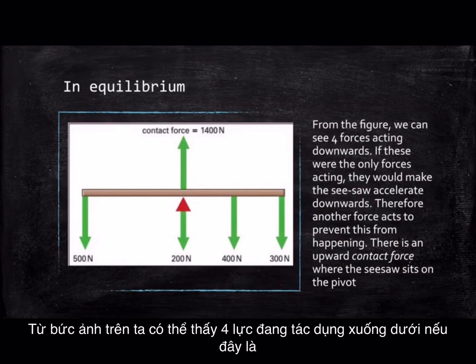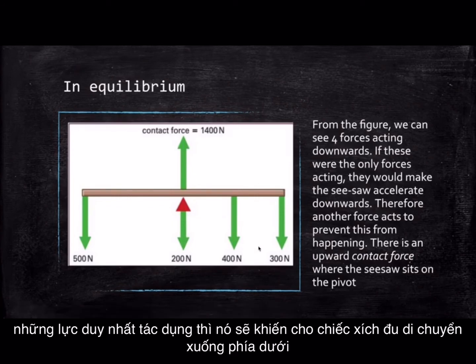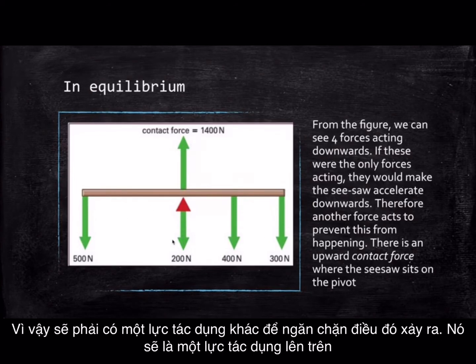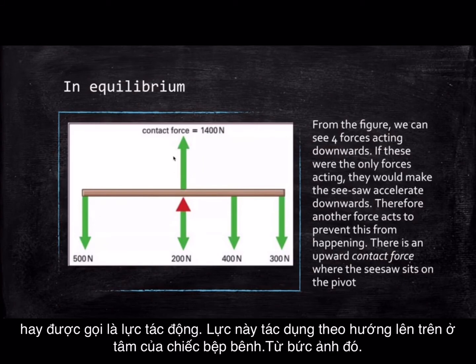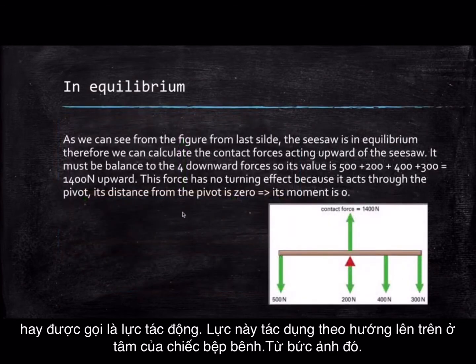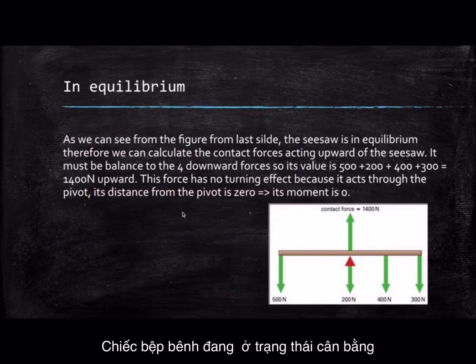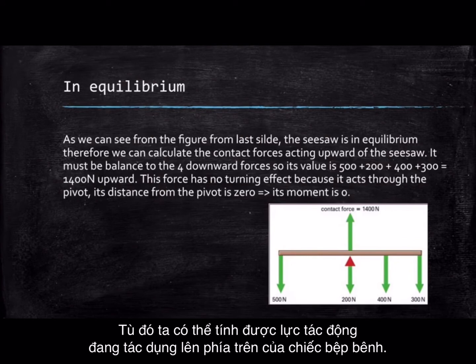From the figure, we can see 4 forces acting downwards. If these were the only forces acting, this would make the seesaw accelerate downwards. Therefore, another force acts to prevent this from happening. There is an upward contact force where the seesaw sits on the pivot. As we can see from the figure from the last slide, the seesaw is in equilibrium. Therefore, we can calculate the contact force acting upward on the seesaw.